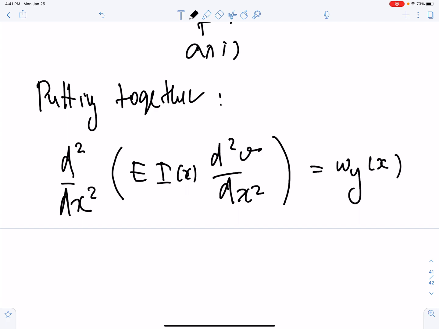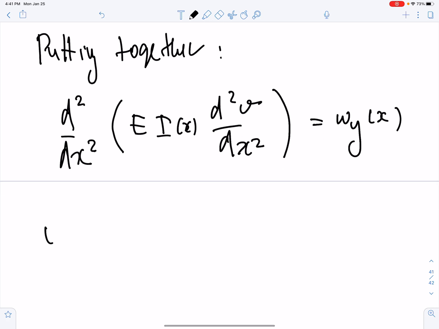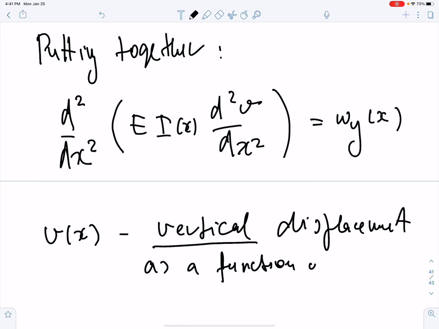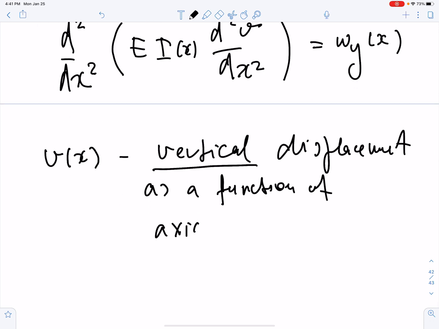So this is still a differential equation of a single variable. All the derivatives are with respect to x, but the unknown is a displacement that's perpendicular to x. So this is important to understand: v of x is a vertical displacement as a function of axial coordinate.